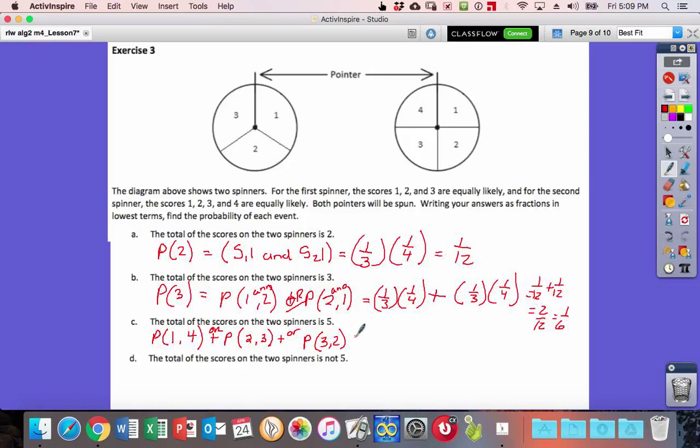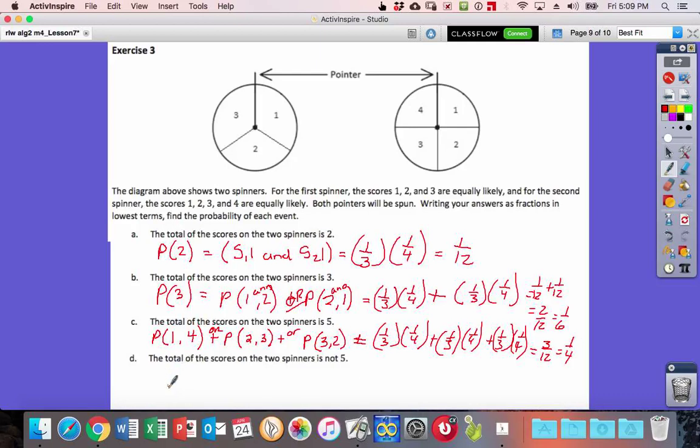A different order would mean that if I spun a 4 over here, if I did a 1, nope, that's still a 1 and a 4. That's it. Those are all the different possible combinations to make it 5. So again, I'm going to do 1/3 and 1/4 plus 1/3 and 1/4 plus 1/3 and 1/4. Okay, now I'm going to get 3 over 12, which is equal to 1/4.